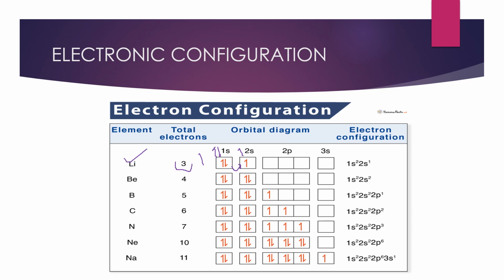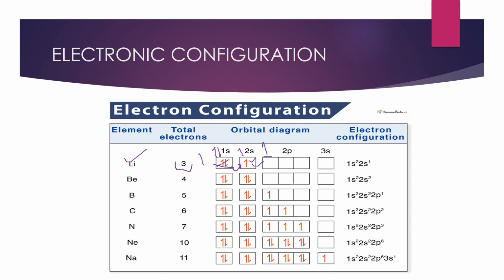Here we know that this is fully paired, so it doesn't need any electron to be stable, but this one is only clockwise, so it needs another electron to be stable. So for that we'll say that it has a valency of 1.